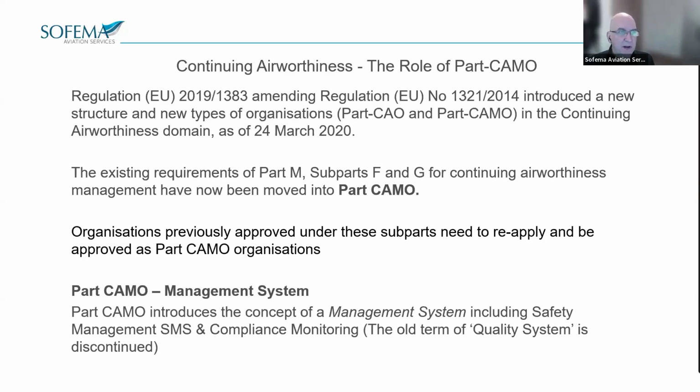The existing requirements of Part M, Subparts F and G, for continuous airworthiness management have now been moved into Part CAMO. So organisations that were previously approved under these subparts need to reapply and be approved as Part CAMO organisations. So Part CAMO contains a management system. This is the difference from the previous Part M system for continuous airworthiness management. It introduces the concept of a management system including safety management, SMS, and compliance monitoring, which we used to call the quality management system.